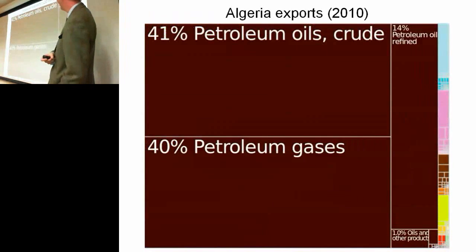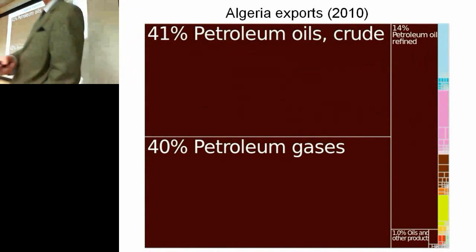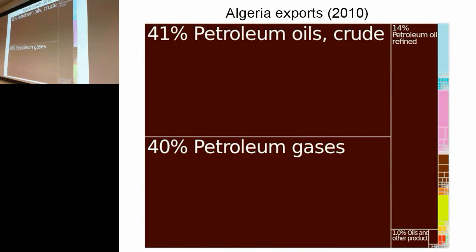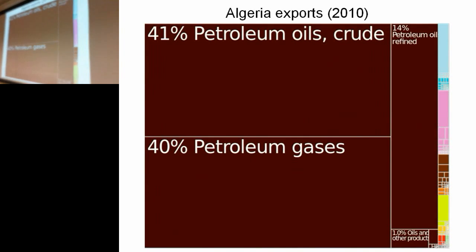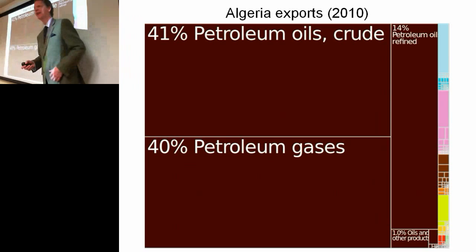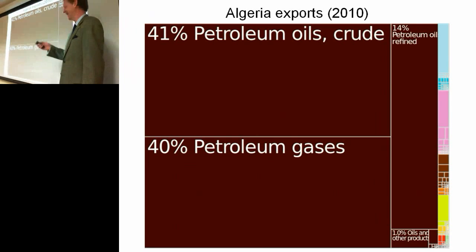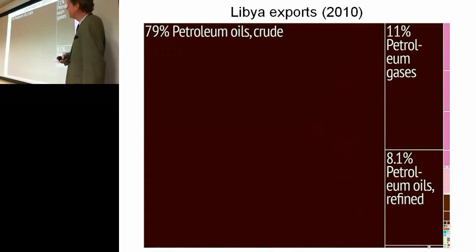Wow. And look at that one. I'm going to stand aside for a second just so you can see it in its true glory. Algerian exports, 2010. Wowzers. 41% petroleum oils and crude. 40% petroleum gases. Algeria, described as an export-export nation. You can see why. And that's Libya. They haven't even got that split between oil and gas. I mean, I feel like the room's gone dark in here. It's like a shadow has come over us with this 79% block, petroleum, oil, crude.